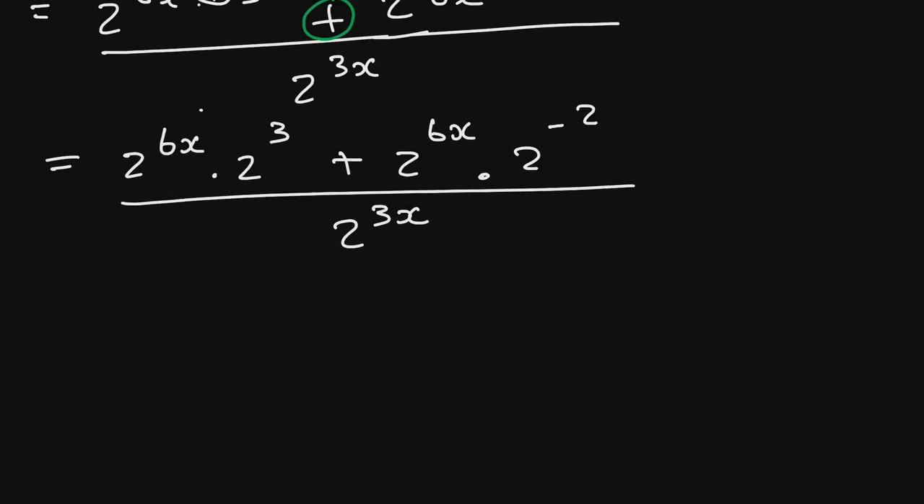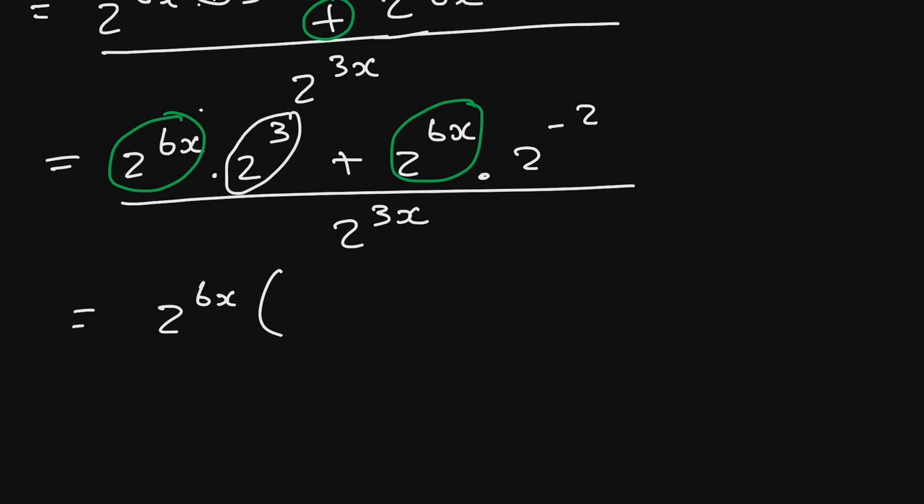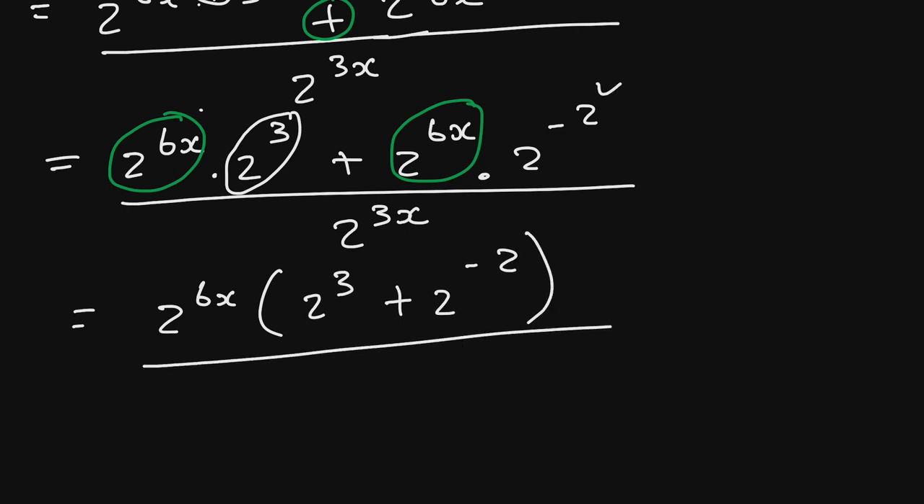After we have expanded, we can clearly see we have a common factor at the top, and that common factor is 2 to the power of 6x. So we're going to take out 2 to the power of 6x as a common factor. After taking it out, we're just left with all this. Remember, 2 to the power of 3, we can just write it as it is, or you can put it on your calculator. But for now, let's just write it as it is, 2 to the power of 3. And therefore, we have plus, and what is left here is 2 to the power of negative 2, all divided by 2 to the power of 3x.